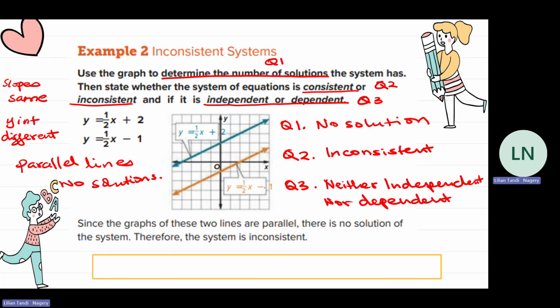Now, when you look over here, your graph has made parallel lines. When your graph has made parallel lines, it means you have no solution, you are inconsistent, and you are neither independent nor dependent. That's what these parallel lines mean, okay? How else can I know? Remember we said parallel lines will have the same slope, but different y-intercepts. See, the slopes are the same, but the y-intercepts are different. So they are parallel, and if you're parallel, you have no solution. If you have no solution, you are inconsistent, and you are neither independent nor dependent.